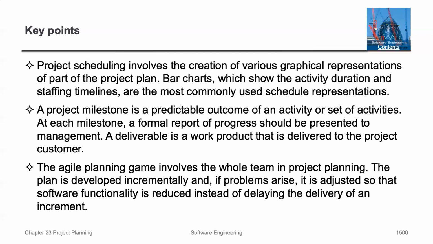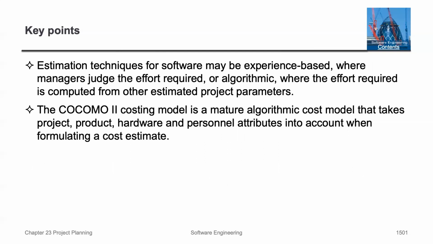The Agile planning game involves the whole team in project planning. This plan is developed incrementally, and if problems arise, it is adjusted so that the software functionality is reduced instead of delaying the delivery of an increment. And to finish up here, estimation techniques for software may be experience-based, where managers judge the effort, or algorithmic, where the effort required is computed from other estimated project parameters. The COCOMO 2 cost model is a mature algorithmic cost model that takes project, product, hardware, and personnel attributes into account when formulating a cost estimate.